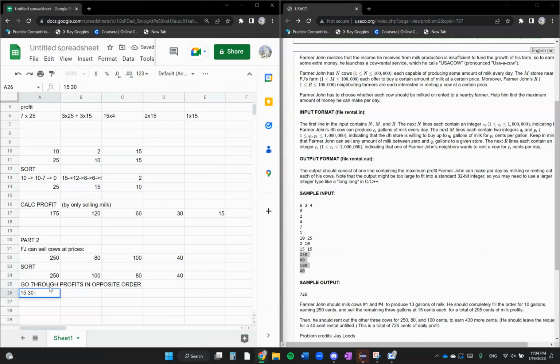So 15, 30, 60, 120, 170. Oops, wait, this is all in one place. 250, 30, 60, 120, 175. And we compare it with the sorted values that Farmer John can sell the milk at. So here we see that 250 is greater than 15, so the 15 turns into a 250. That basically means that Farmer John is selling the cow instead of milking it.